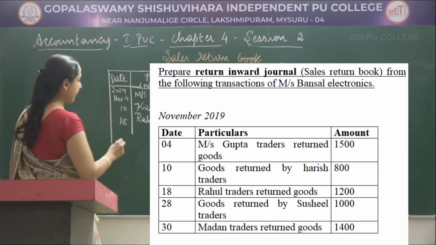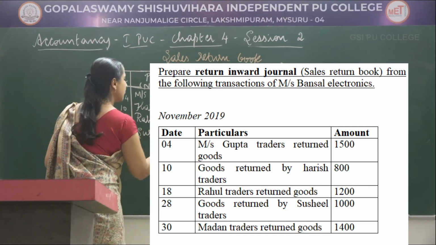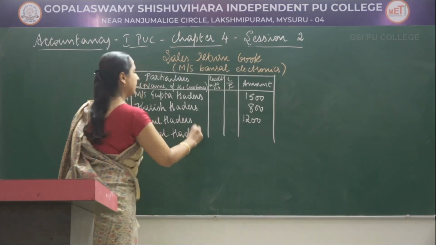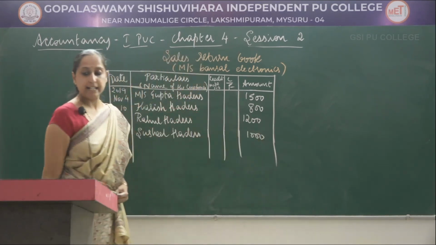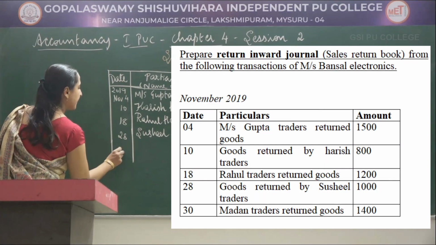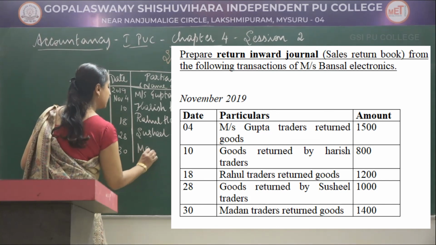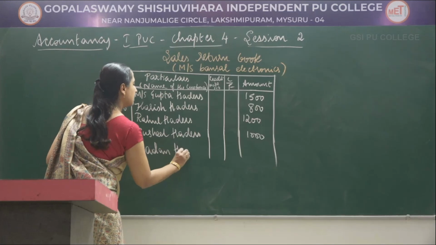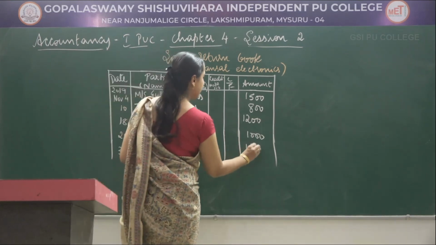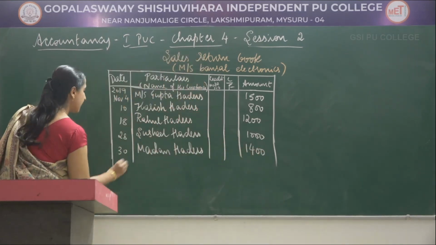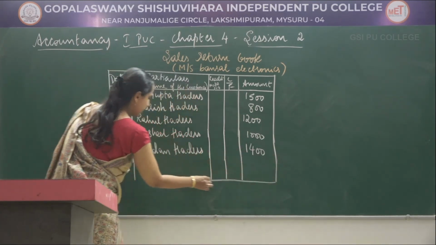On 18th, Rahul Traders returned goods worth rupees 1,200. And on 28th, goods returned by Sushil Traders, the amount is 1,000. And on 30th, Madan Traders returned goods worth rupees 1,400. So these are the transactions in the books of Bansal Electronics we have recorded in sales return book.